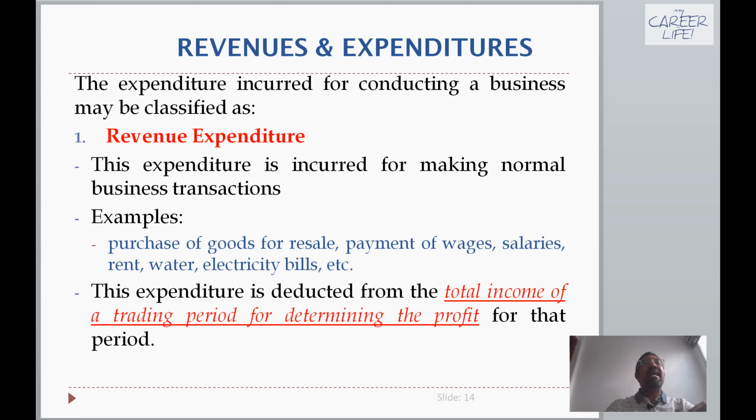This expenditure is deducted from the total income of a trading period for the purposes of determining the profit for that particular period. That means whatever expenses we incur when we spend on these items, we should be able to deduct from the income that we get during our trading period. We are going to see this when we do the actual comprehensive income statement.